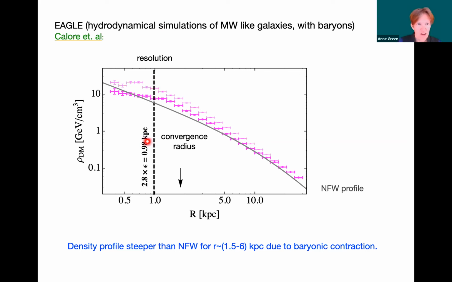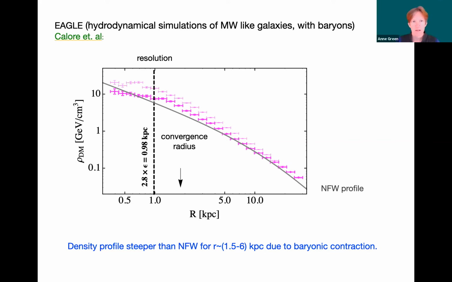The vertical dashed line is the resolution of the simulations. Yesterday I talked about convergence, i.e. doing multiple simulations and checking that the properties you're interested in have converged, that they don't change. In this case, this arrow denotes their convergence radius. So what this is telling us is that the stuff going on at really small r, we don't trust. That's not a physical result, but we can trust things further out. The key point is it seems like the results from the simulations lie above the NFW profile for the smallest radii that are resolved, i.e. about 1.5 to 6 kiloparsecs.